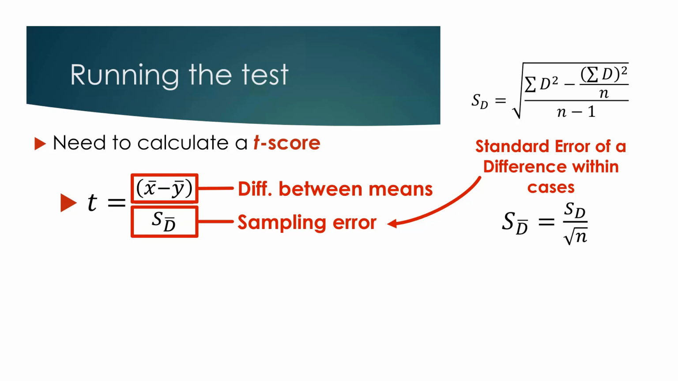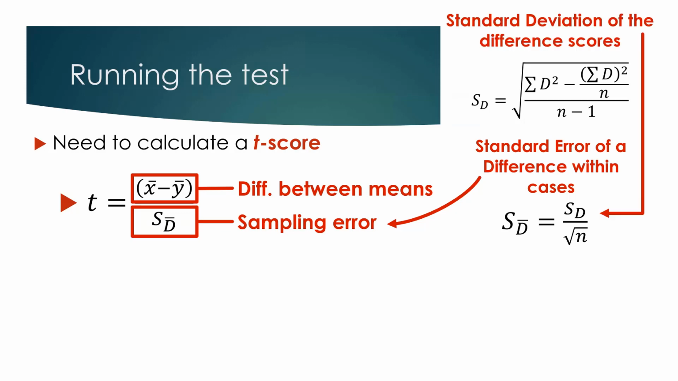We're comparing them within the same group, just measured at two different times. So in order to calculate the standard error of a difference within cases, you take the standard deviation of the difference scores, which is this top part here, over the square root of n, okay? The standard deviation of the difference scores is where you take the difference scores for every person in the group in time 1 and time 2, and you're pretty much getting the average difference between the two times. That's essentially what that standard deviation is calculating for us.